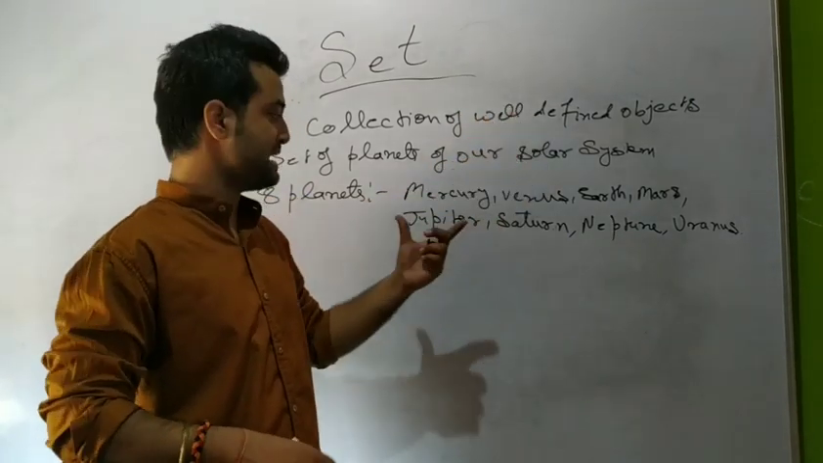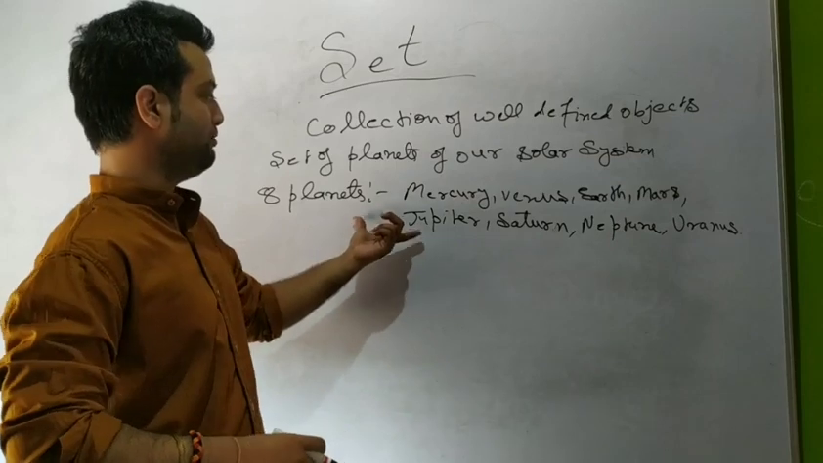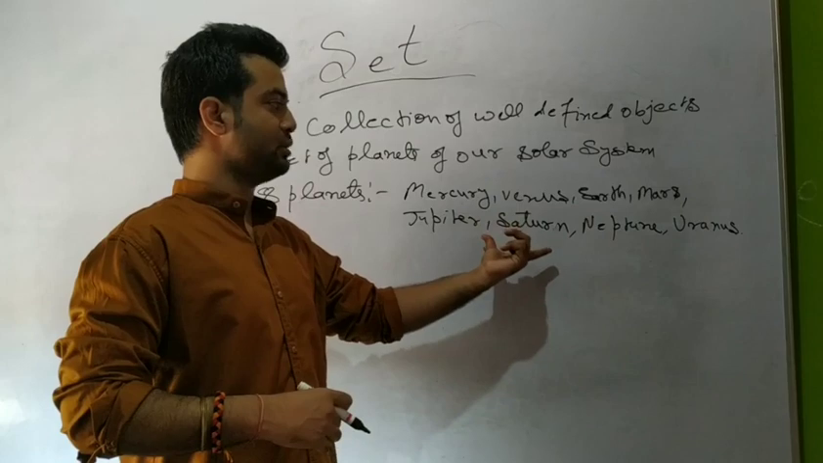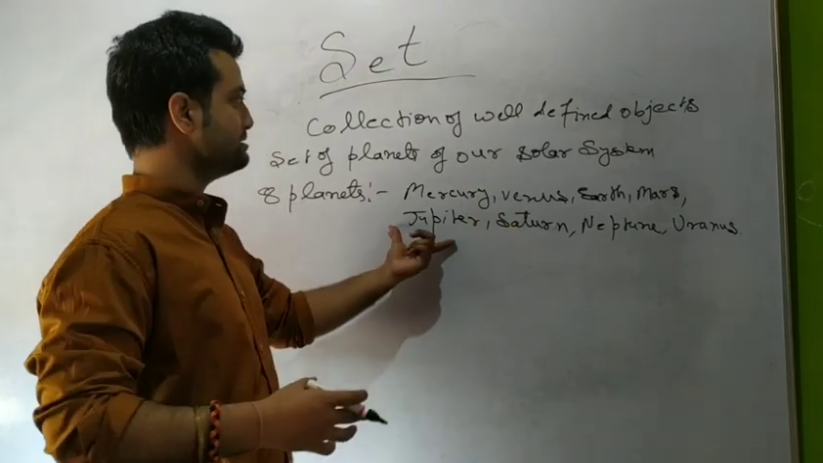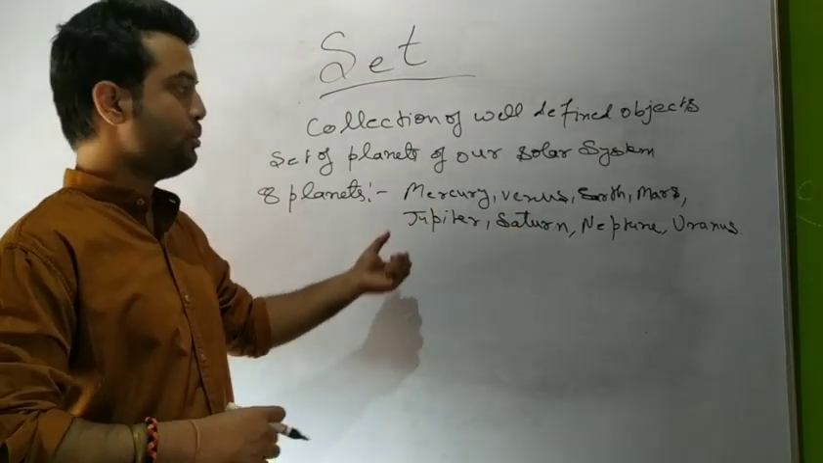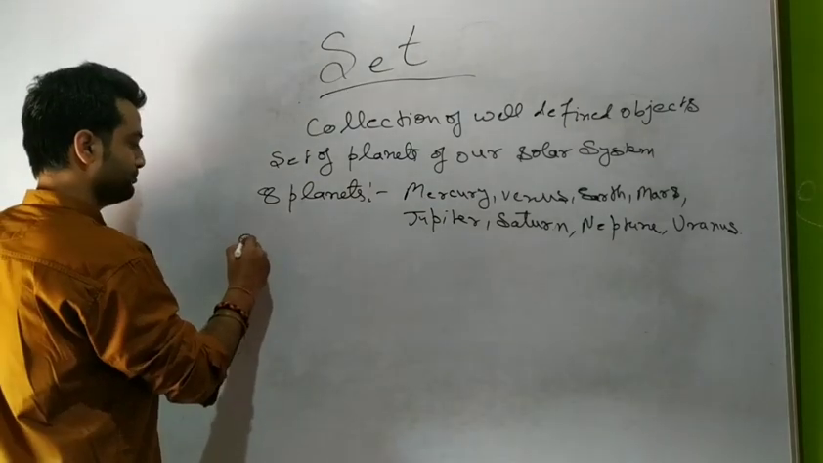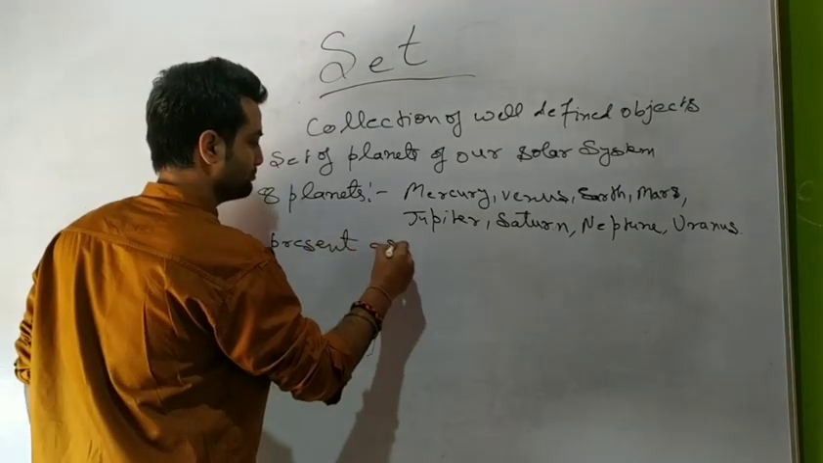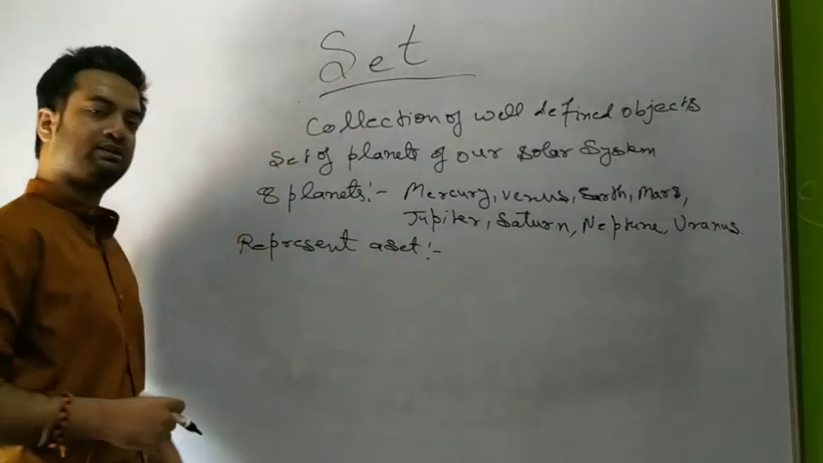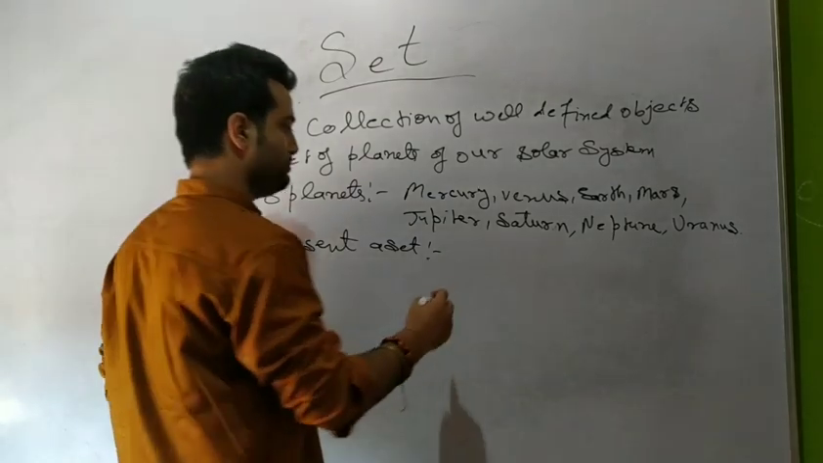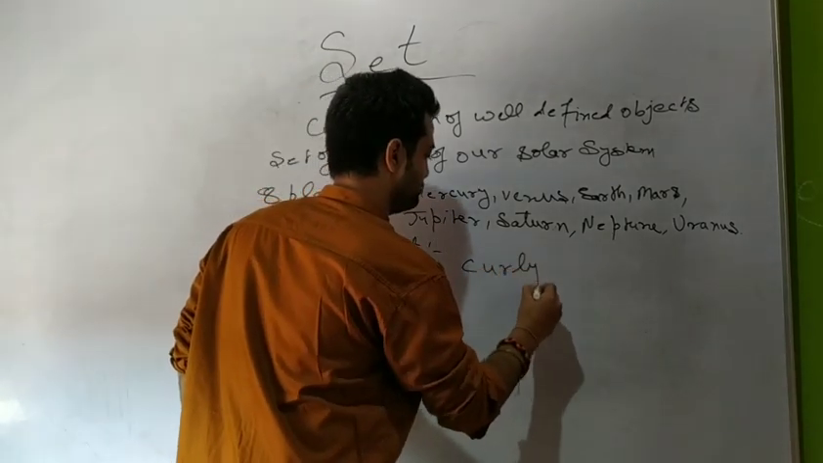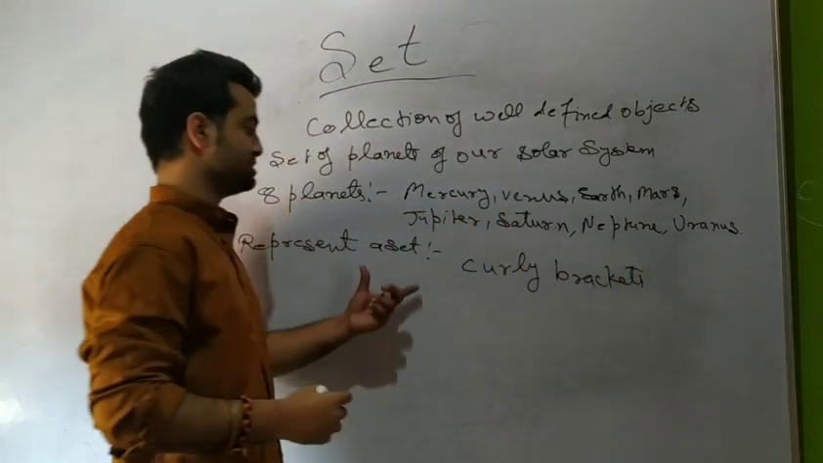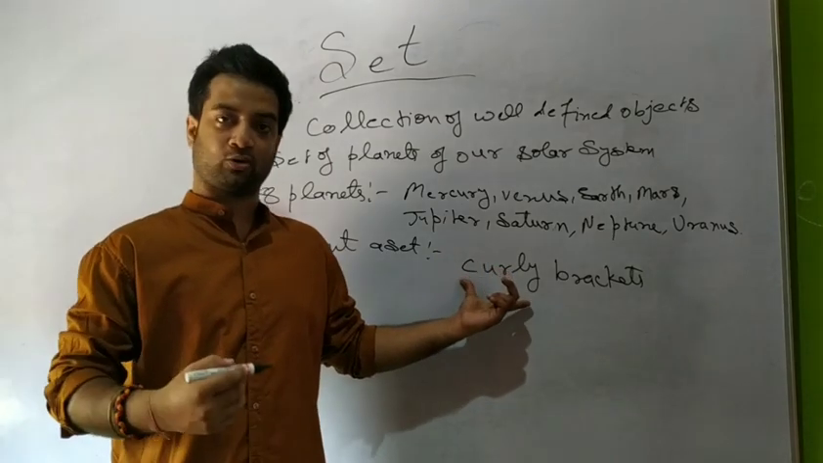These are well defined because anyone in any part of the earth will always write the names of these 8 planets. So these are well defined objects, and when we collectively write them at a place, this is called a set. But how do we represent a set? Whenever we represent a set, we use curly brackets. The objects which are under the curly brackets are called a set.